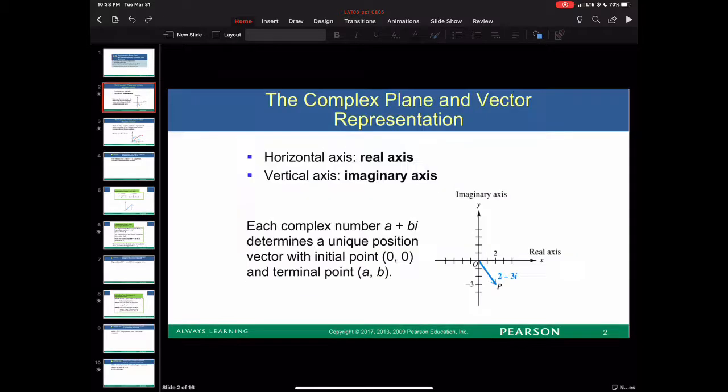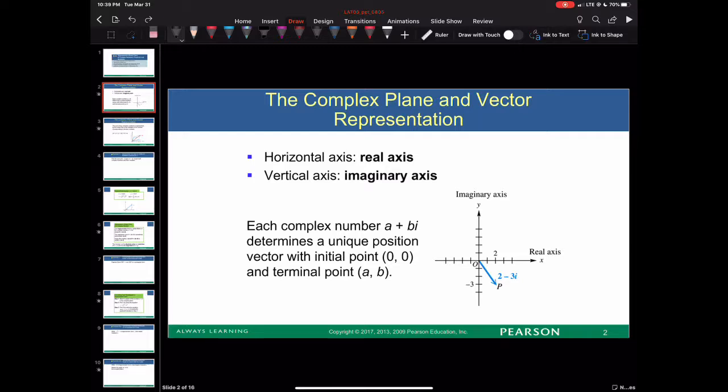So let's look. The first thing we're looking at is the complex plane and the vector representation. We have the horizontal axis, which is called the real axis. So your x-axis is your real axis. Then we have the vertical axis, which is your imaginary axis. So the y-axis is your imaginary axis. It says each complex number, a plus bi, determines a unique position vector with initial point 0, 0, which is the origin, and the terminal point being (a, b).